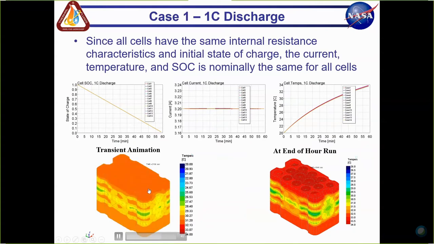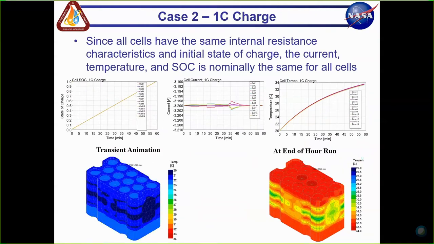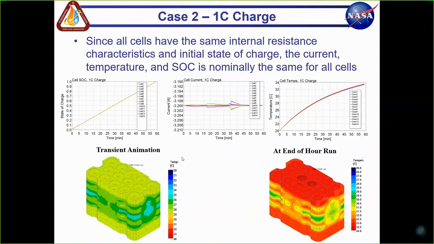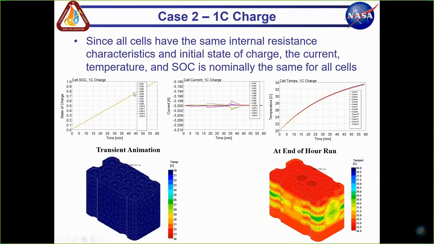You can also see here the cell temperatures. Again, there's not a whole lot of spread, probably less than half a degree C between all the different cells. And here you can see just a basic transient animation of the warm-up as the cells are discharging over the hour. This is the temperature gradients at the end of that hour run.